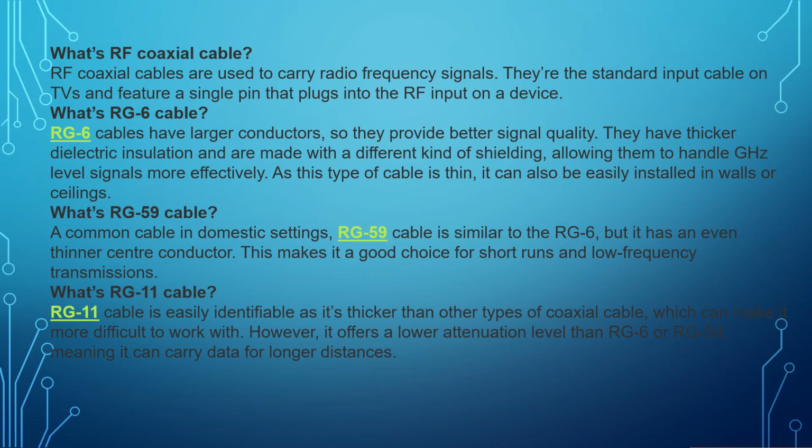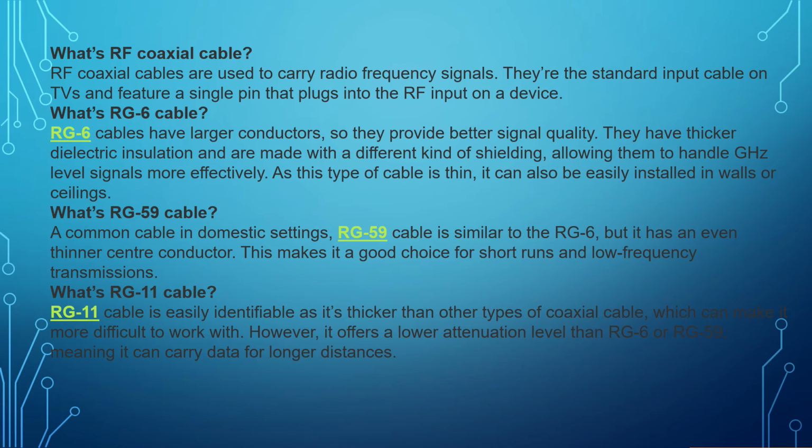What's RG6 cable? RG6 cables have larger conductors, so they provide better signal quality. They have thicker dielectric insulation and are made with a different kind of shielding, allowing them to handle GHz level signals more effectively. As this type of cable is thin, it can also be easily installed in walls or ceiling.